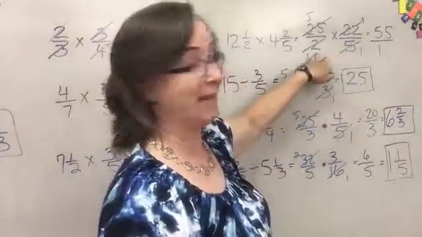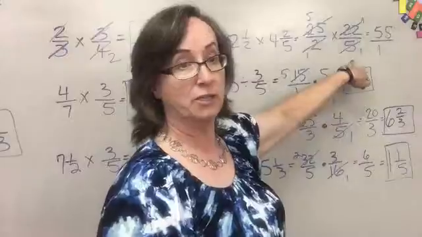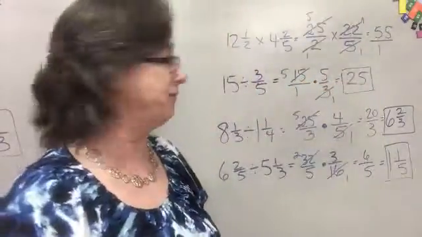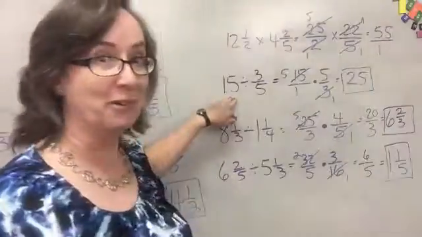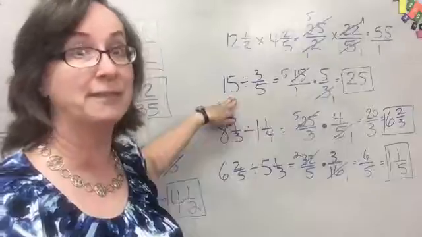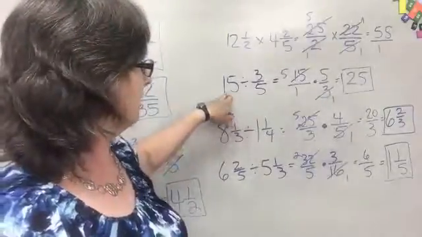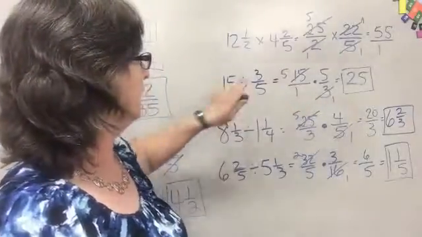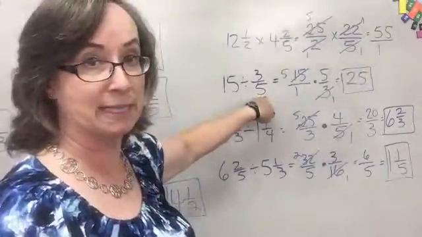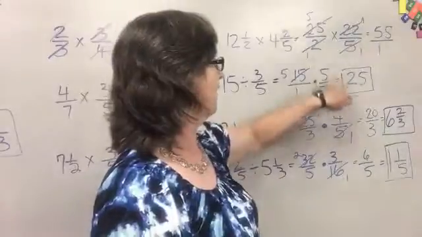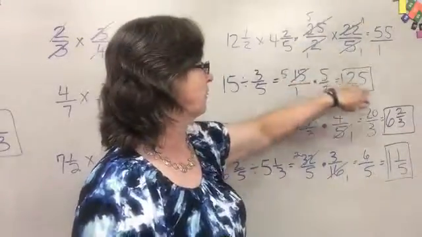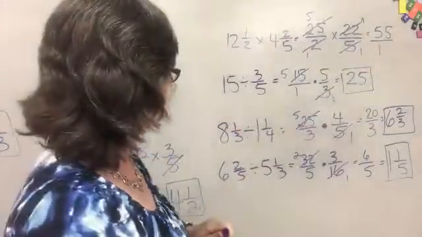22 with 2, and 25 with 5. So I had cancellation both ways to get 55. Okay, now we start our division, and division is multiplication by the reciprocal of the divisor. So 15 became 15 over 1, and division is a multiplication by its reciprocal. So times 5 over 3, and we wind up canceling and getting 5 times 5 is 25, okay?